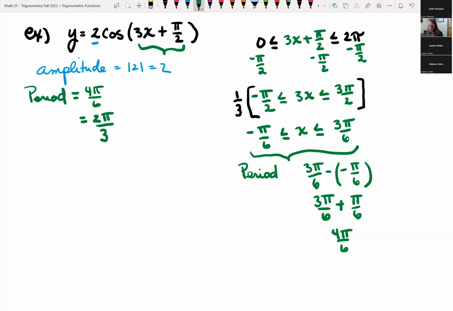So we have our amplitude, we have our period. We actually have our phase shift. Our phase shift, notice, is negative pi over 6, not negative pi over 2. Sorry, I was correct when I first said that down here. It's this negative pi over 6. So our phase shift is negative pi over 6.